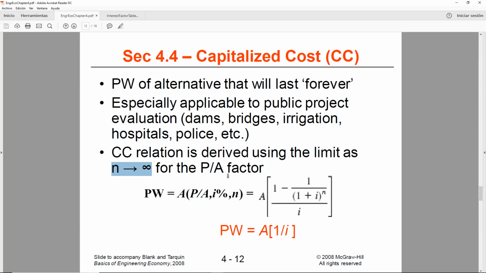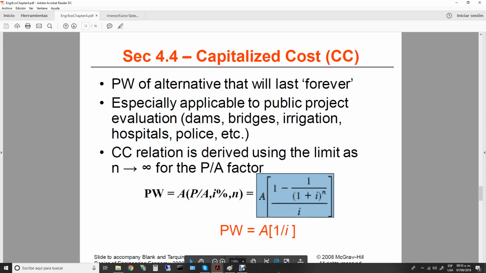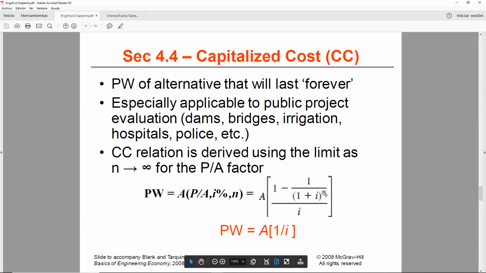So the n here tends to approach infinity. Okay, that means that you're going to be using a very large number for n. We're going to be converting to P because it's the present worth. If we look at this formula right here, we're going to be plugging in a very large number for n. If we raise 1 point something to the nth power, or to a very large number, then the denominator is going to result in a very large number. If we try to divide 1 by a large number, the larger the number, the more this division right here is going to approach 0.